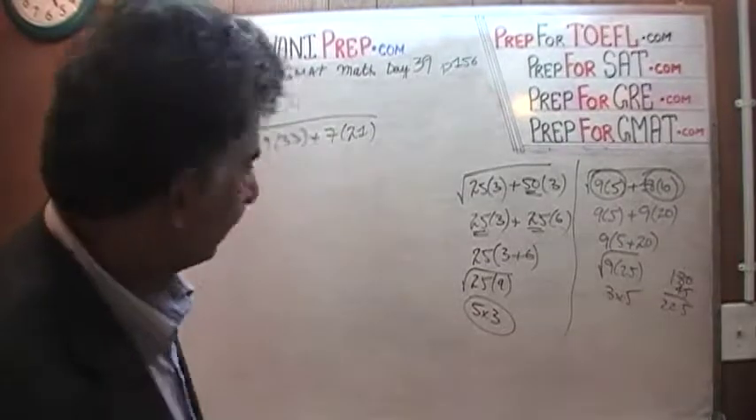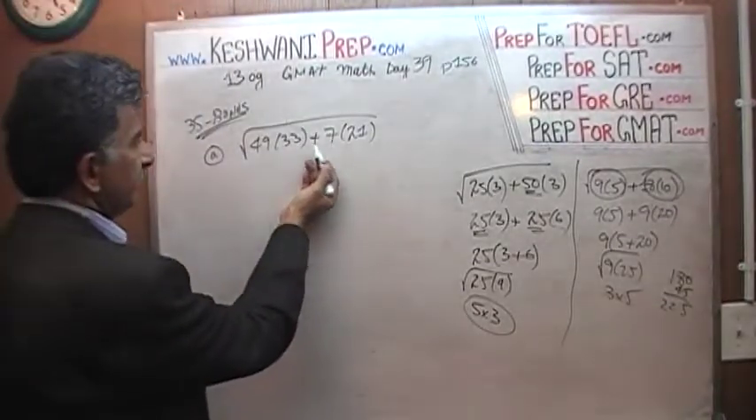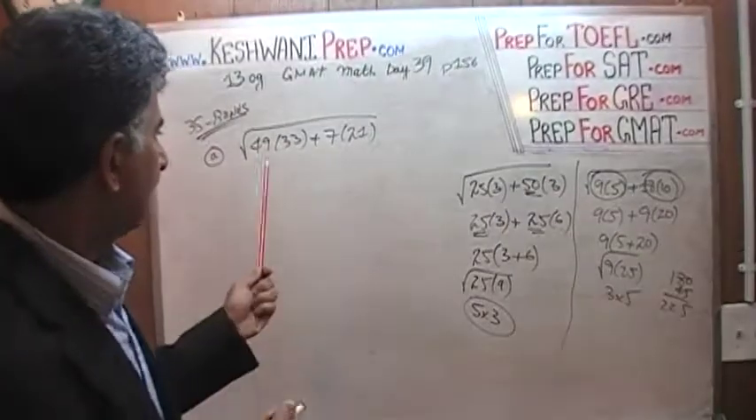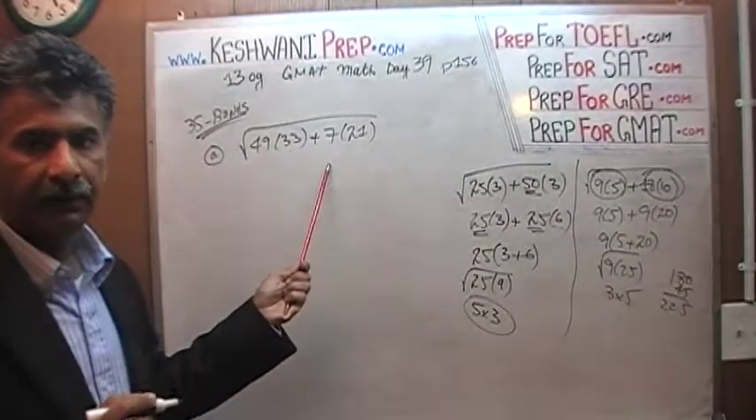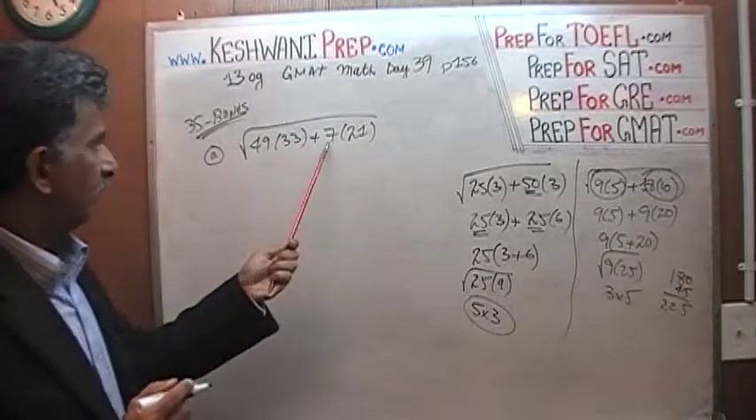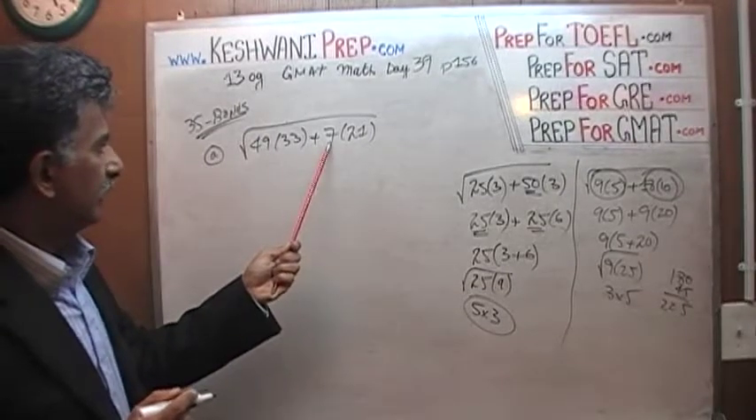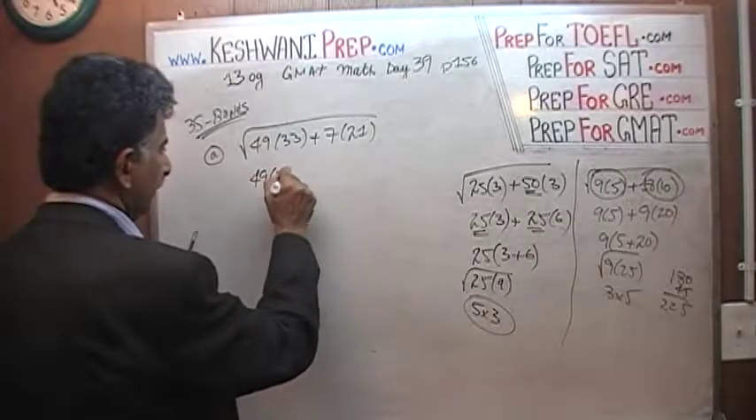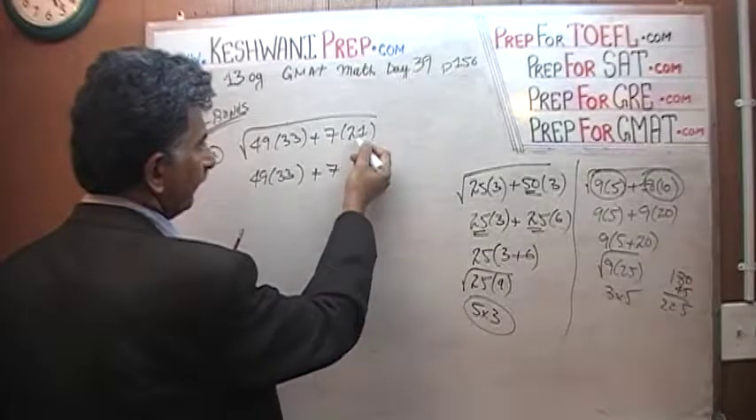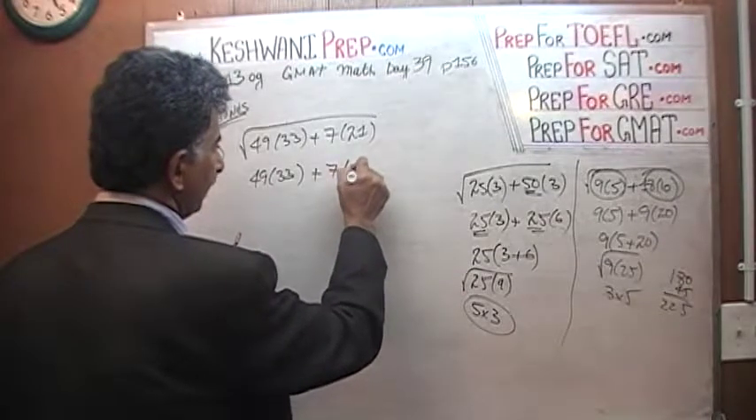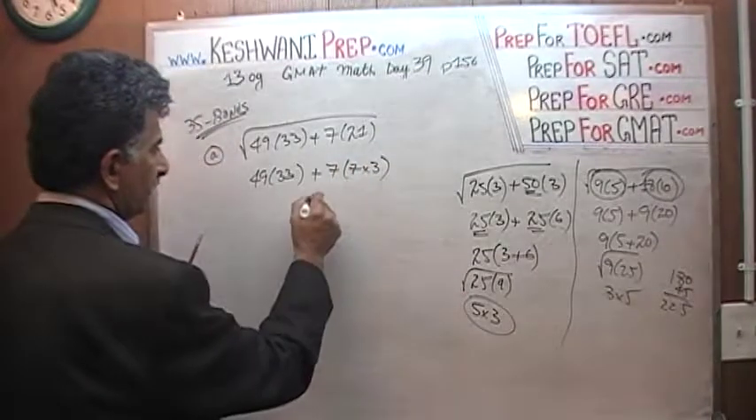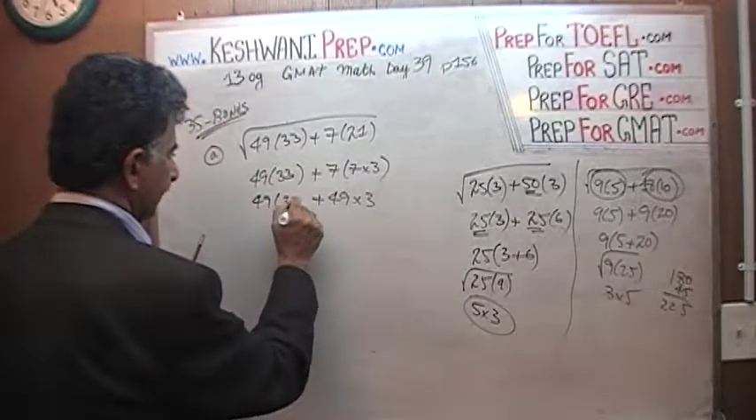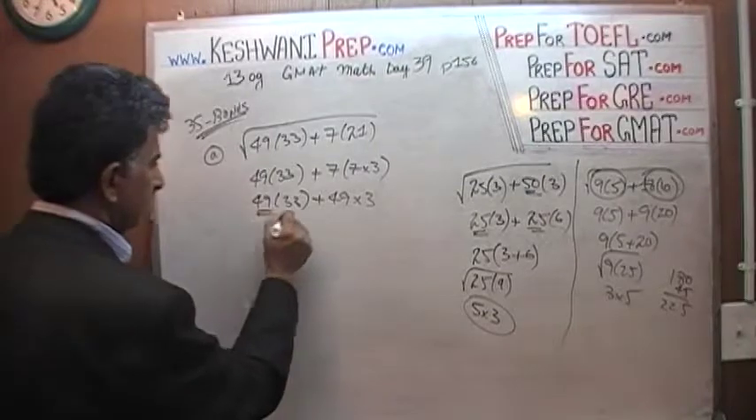Number 1 is the square root of 49 times 33 plus 7 times 21. Somehow we have to find a common factor. So let's try to make this into 49. 7 times 21 can be written as 49 times 3, and this is 49 times 33. Voila. Now we can take out the 49 common.